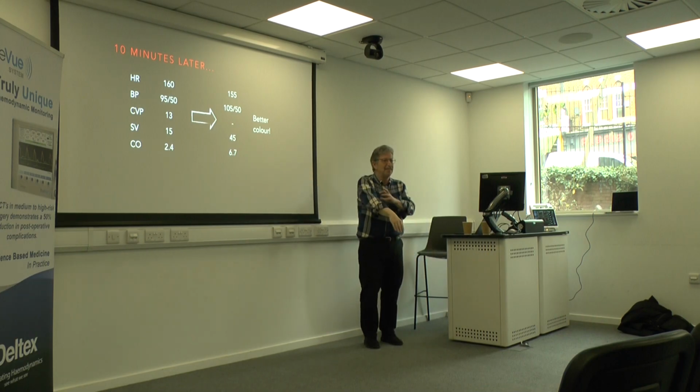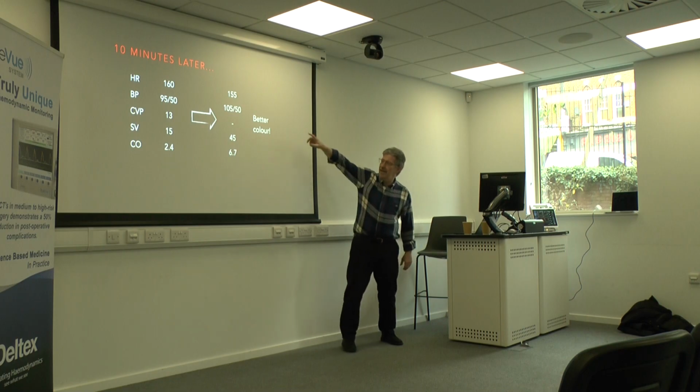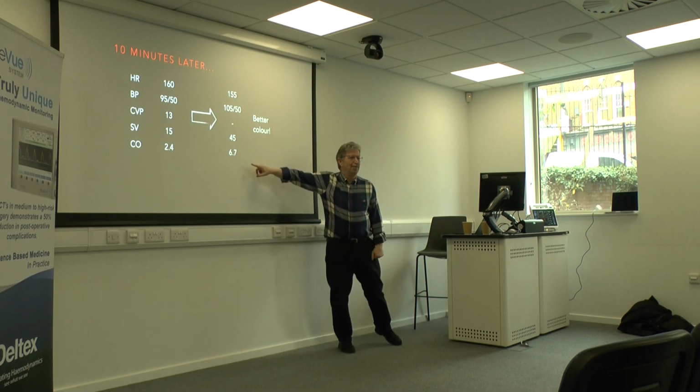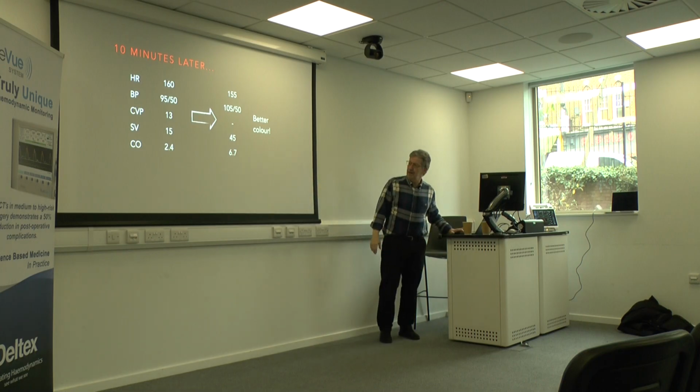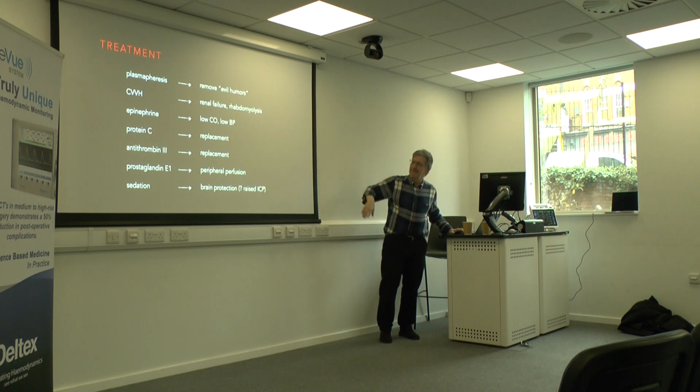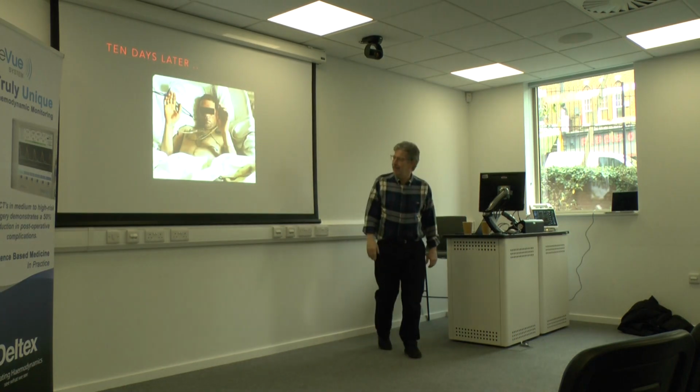And literally within a minute, he was pinking up. You could see a little bit more colour in his limbs, and the hemodynamics showed quite a marked improvement, literally within a few minutes. So we got up to 6.7. And then we did lots of different things at a time, like protein C and antithrombin, lots of different things. And that was him 10 days later.